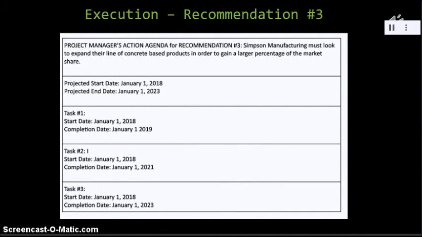For execution plan number 3, Simpson must complete 3 tasks. All the tasks are the same, but are at years 1, 3, and 5. First, in 2018, Simpson Manufacturing will see how much of the market they have after implementing all of their recommendations, comparing to the previous year's market share. Simpson will then do this at years 2019 and 2023.